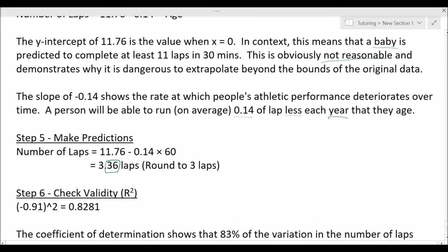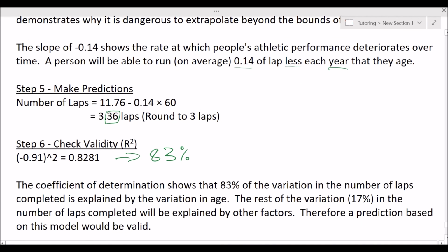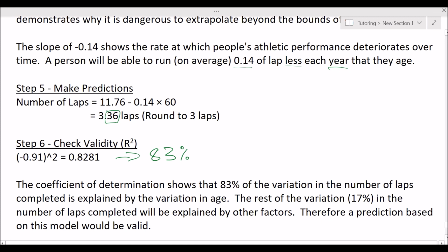Okay, so the R² value should be 0.8281, which would translate to 83%. And here's the conclusion. The coefficient of determination shows that 83% of the variation in the number of laps completed is explained by the variation in age. The rest of the variation, 17%, in the number of laps completed will be explained by other factors. Therefore, a prediction based on this model would be valid. 83% is pretty good.